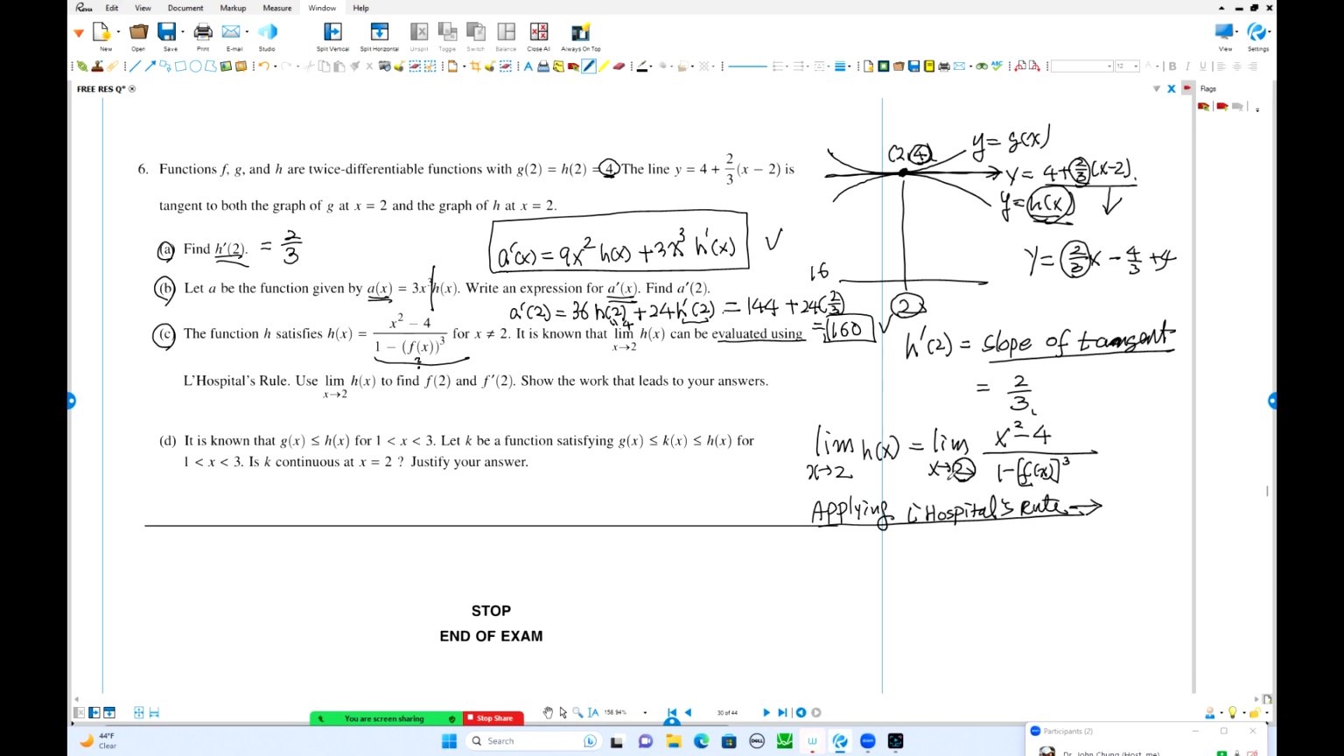First check it out. To apply L'Hopital's rule, it can be 0 over 0 or plus or minus infinity over plus or minus infinity only, okay? Put this number 2 there. Check it out. Test. 2 squared minus 4 is 0. We got the 0 over here. To apply L'Hopital's rule, the denominator should also be 0, right? Are you okay with this?